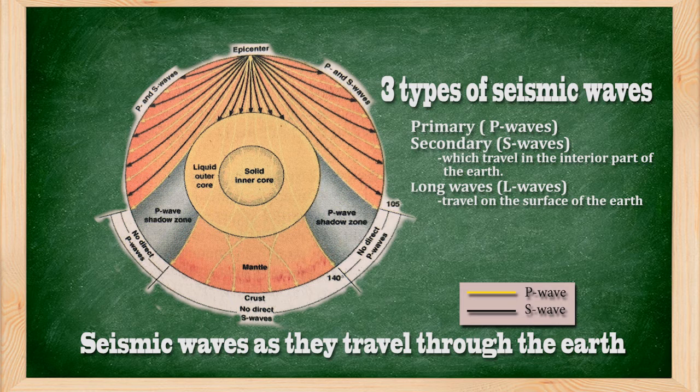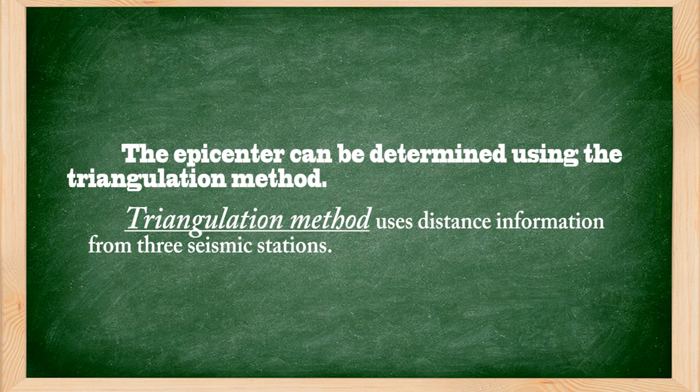The difference in the arrival time will tell us the distance of the earthquake's focus from the seismic stations. However, it does not tell us in which direction it came from. The epicenter can be determined using the triangulation method. Triangulation method uses distance information from 3 seismic stations.